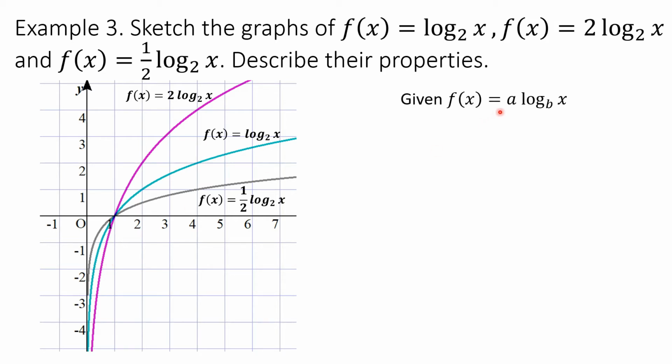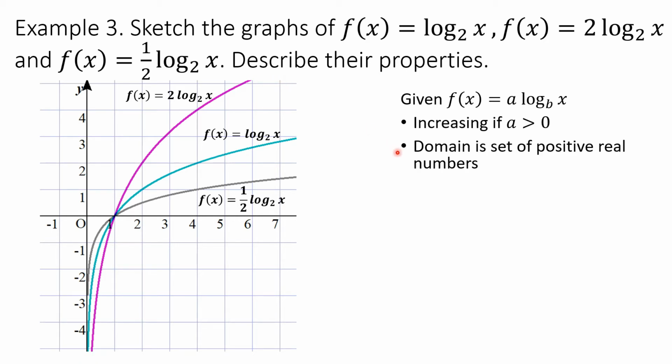Given f of x equals a times logarithm of x to the base b, for sure, the graph is increasing if a is greater than 0. Okay, going back, a here is 1. That's greater than 0. A here is 2, which is also greater than 0. And of course, 1/2 is also greater than 0. So that is why each of these graphs is increasing.